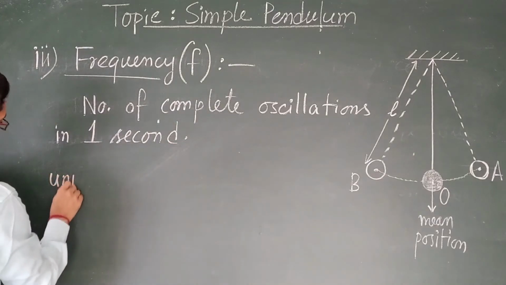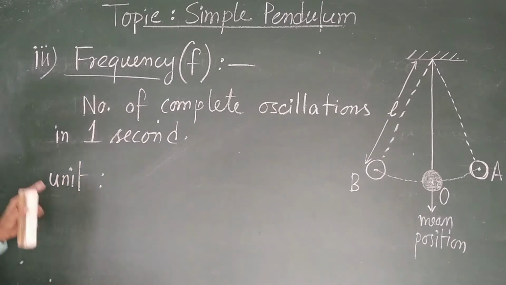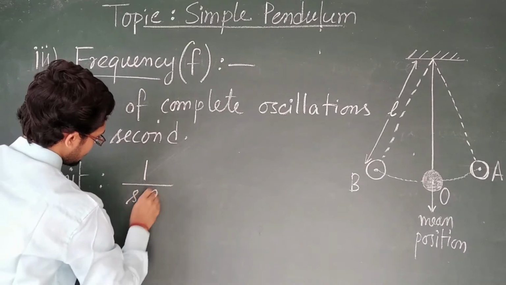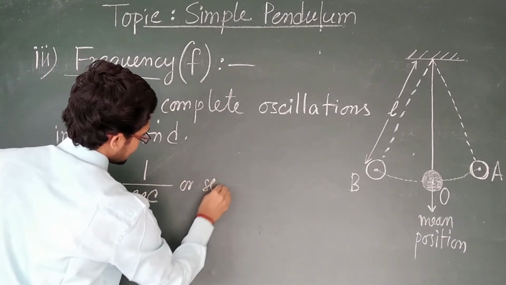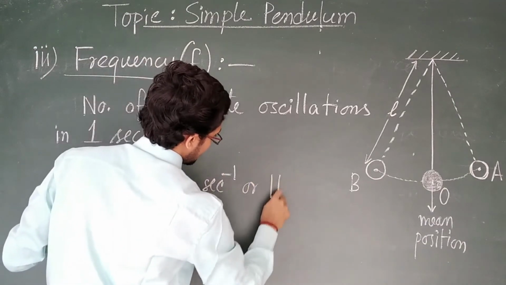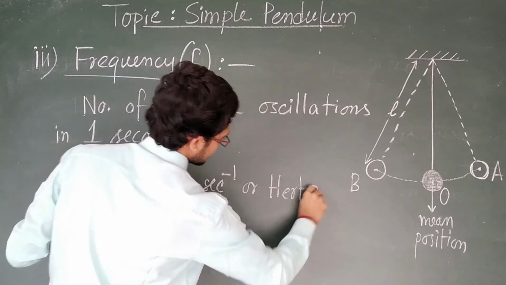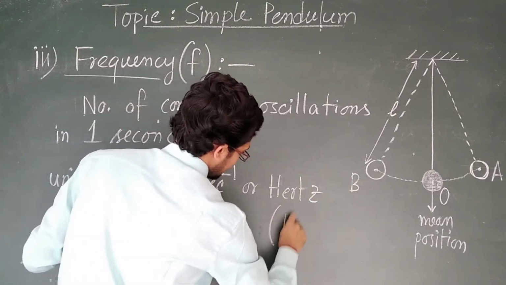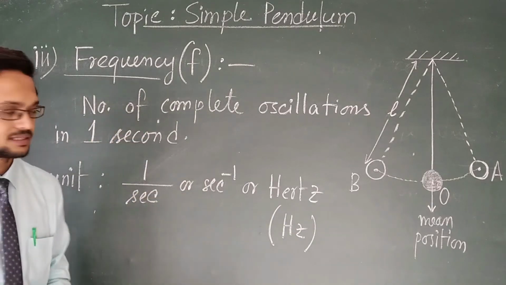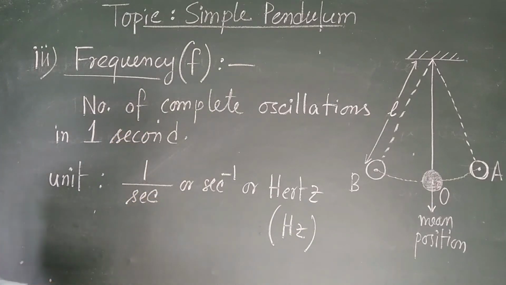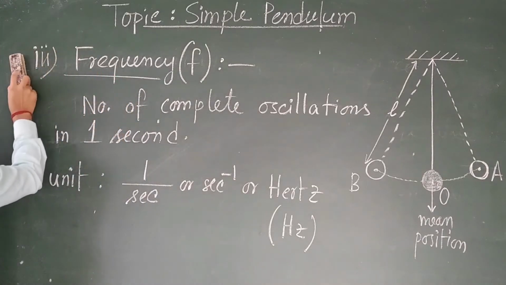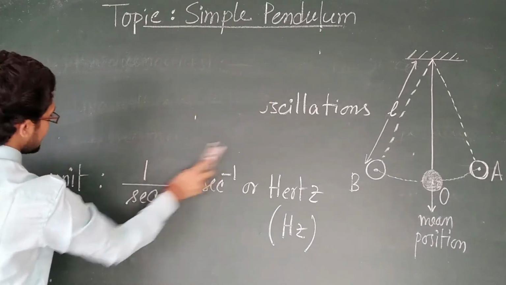It is denoted by small f, and what will be the unit? Unit is 1 by second, or it is written as second inverse. It has a particular name, Hertz, written as Hz. So frequency has the unit Hertz. Now we will see what is the relation between frequency and time period.